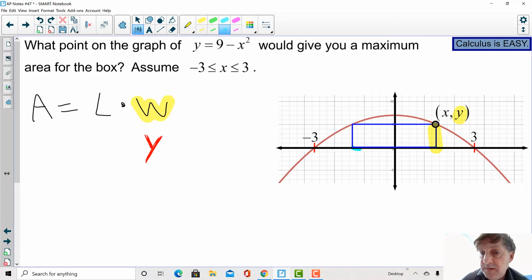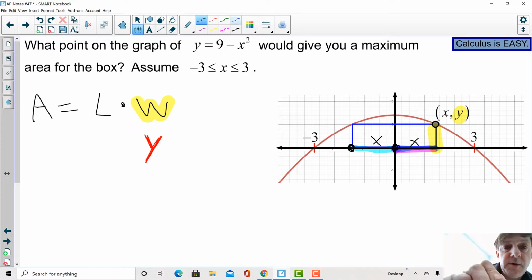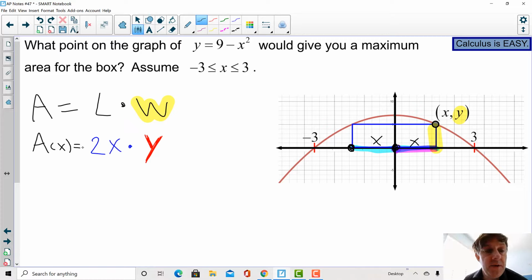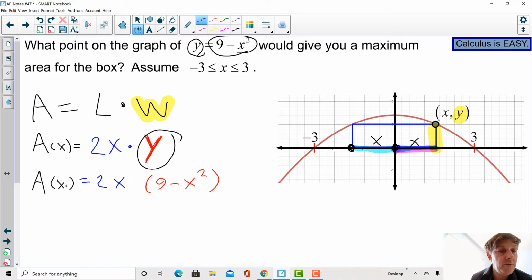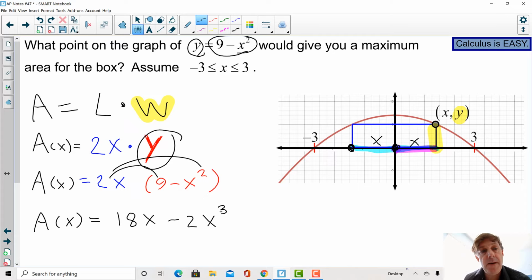The length is going to be this entire distance here, but we know that from 0 to x is a distance of x. Now, because this is an even function, the distance from 0 to this endpoint is also x. So the entire length is going to be x plus x, so that'll be 2x. Now my area function is going to be a function of x, so I can't have this y here. So I'm going to trade my y for 9 minus x squared. Okay, you don't have to, but if you wanted to, you could multiply everything out. You just distribute the 2x on each piece. And that's the equation that we want to maximize.